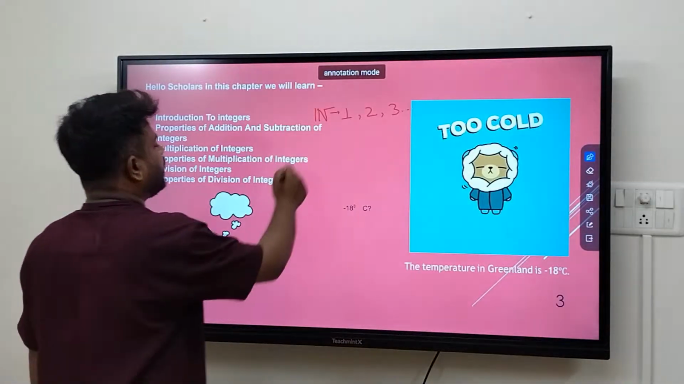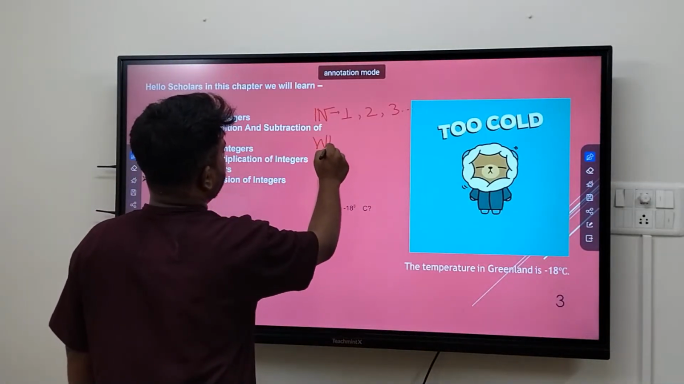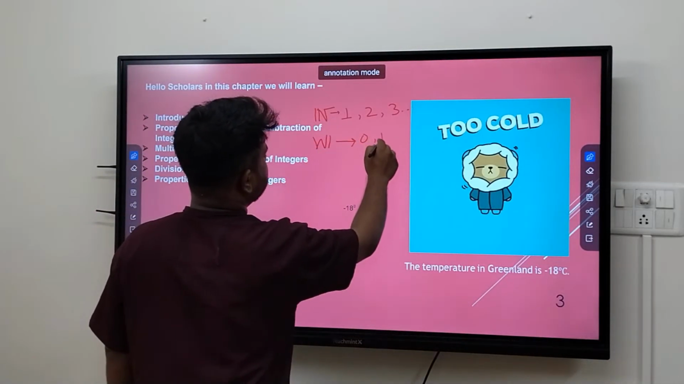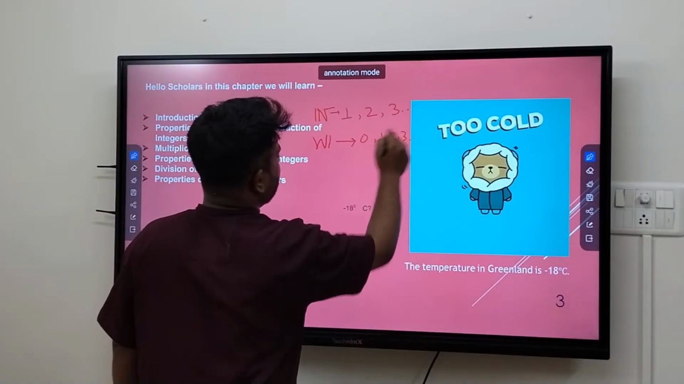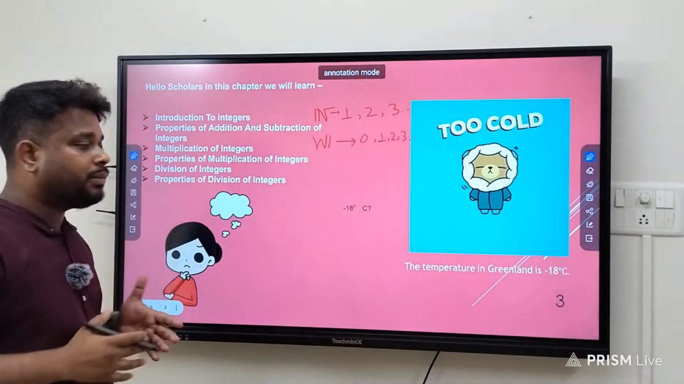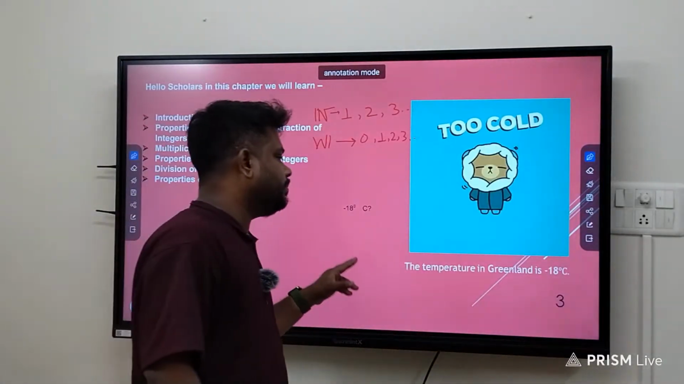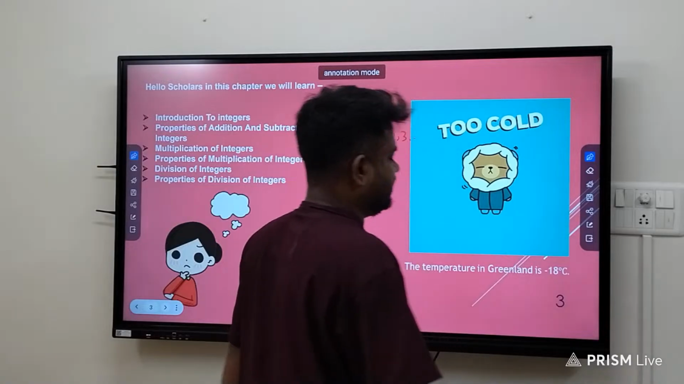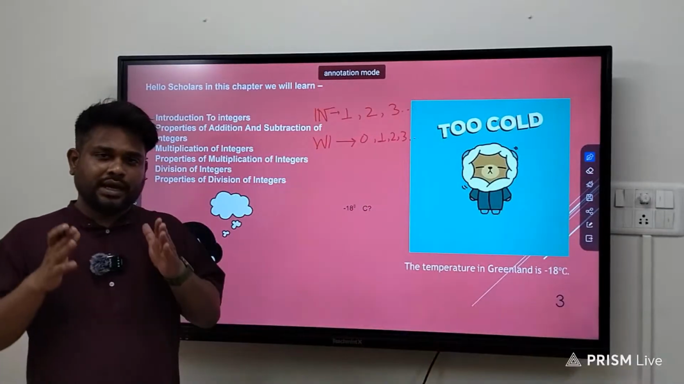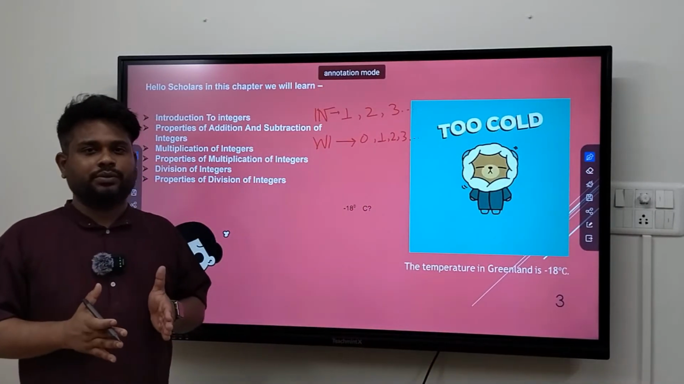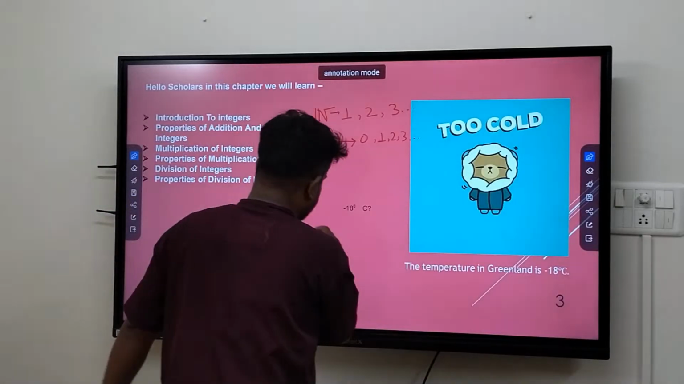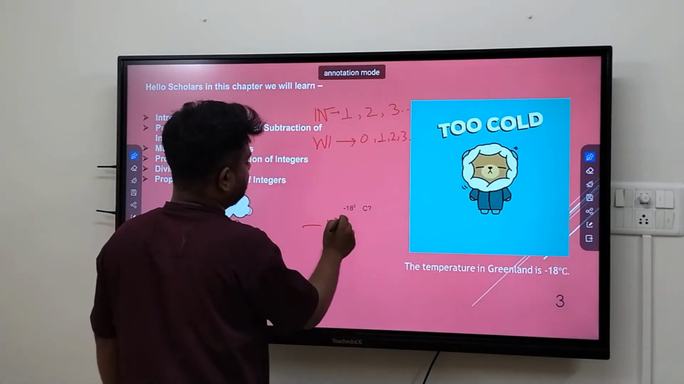Okay, but what about whole numbers? They include 0, 1, 2, 3 and all these numbers. But what about the minus numbers? Just like you can see that the temperature of Greenland is minus 18 degrees. Yes, in the measurement of temperature we include negative numbers as well.